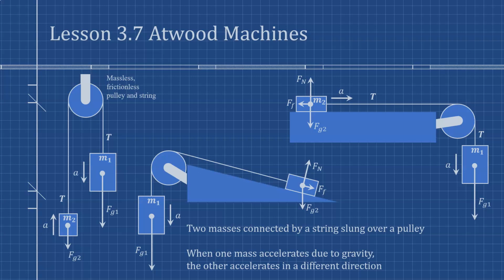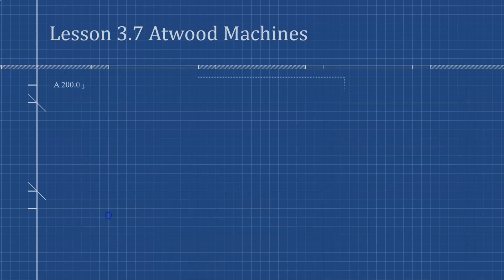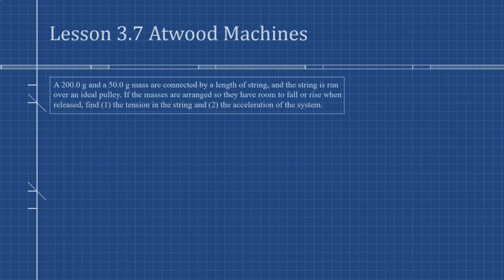Maybe it's affected by part of gravity pointing down the slope, like in our inclined plane Atwood machine that I've pictured here. So again, there's a lot of variations, and I'm going to show you how to think through an Atwood machine problem regardless of the way that it's set up. And we're going to start actually by working a traditional Atwood machine problem first.